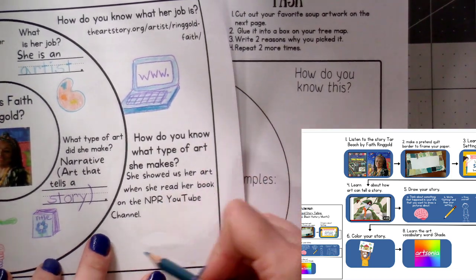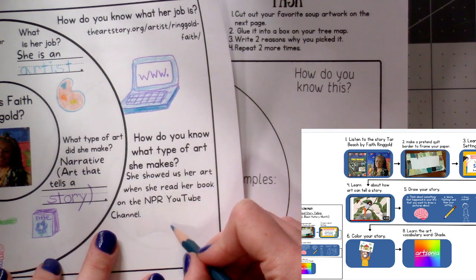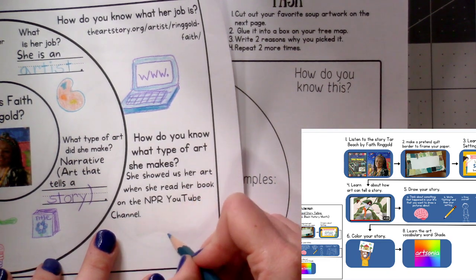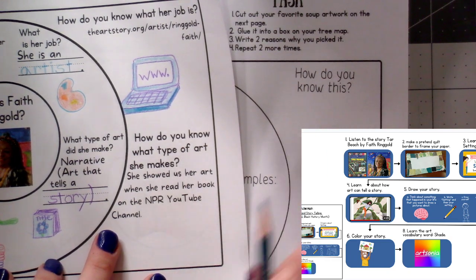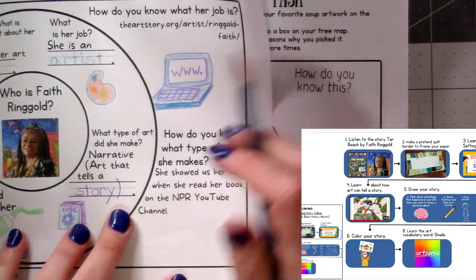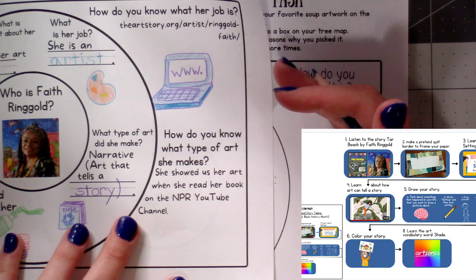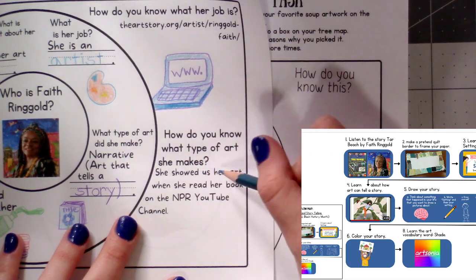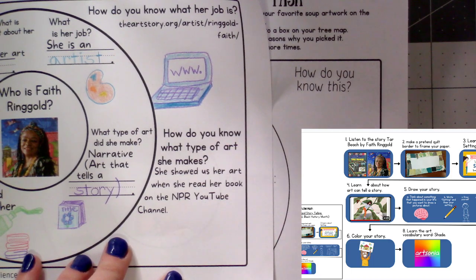So you can draw, if you remember what the scene looked like, where she was sitting on the right side, and then there's a picture of her art here, and then she was reading us a book. You can draw a picture of a book. You can draw a picture of somebody reading. You could draw the symbol for YouTube. So draw a picture that means to you she showed us when she read her book on the NPR YouTube channel. Okay?